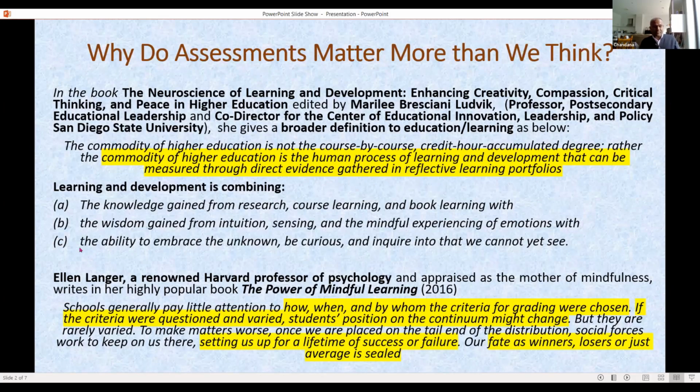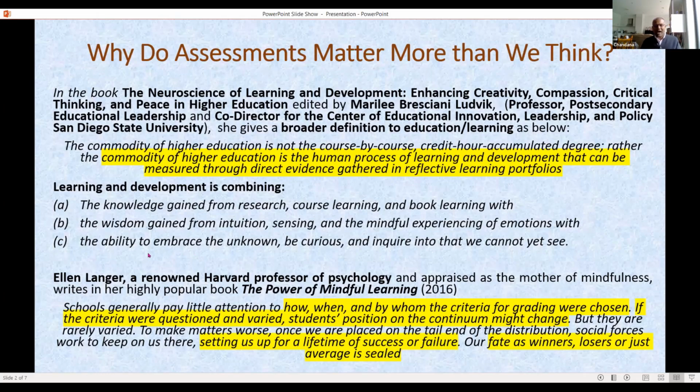Then the third aspect here is the ability to embrace the unknown, to be curious, and to inquire into what we cannot see yet. So we are preparing them for the future, not for the past or what is there now. How can we make them curious and continue their learning? This is the idea that lifelong learning is ubiquitous. When learners go out, they have to be ready to continue their learning, and they have to be curious. They have to find ways of improving their knowledge and development aspect.